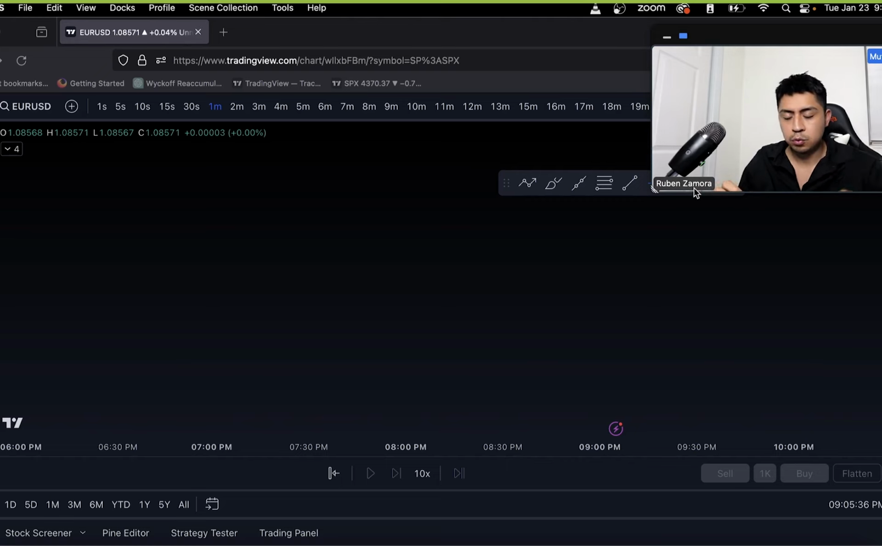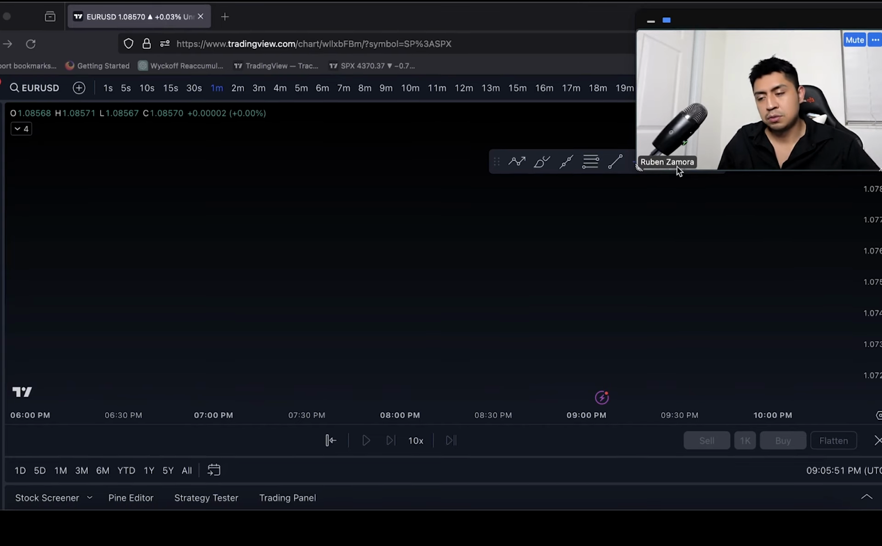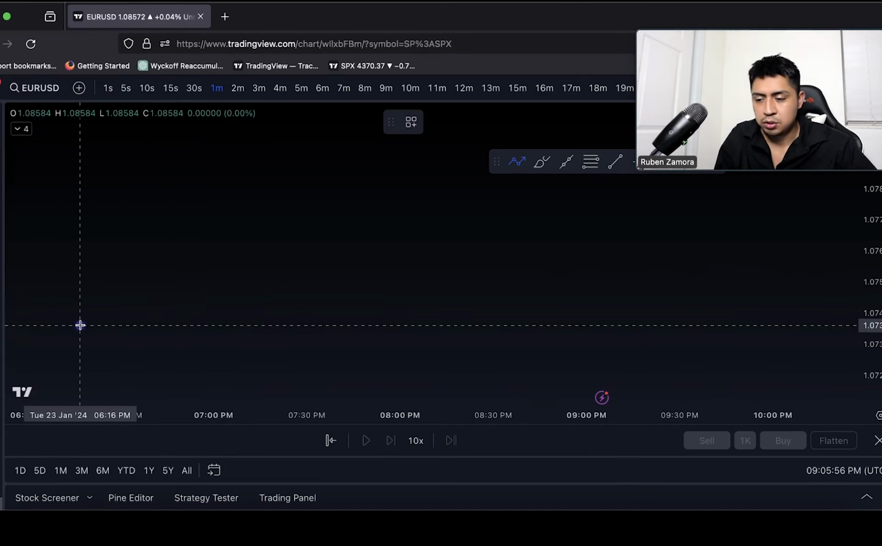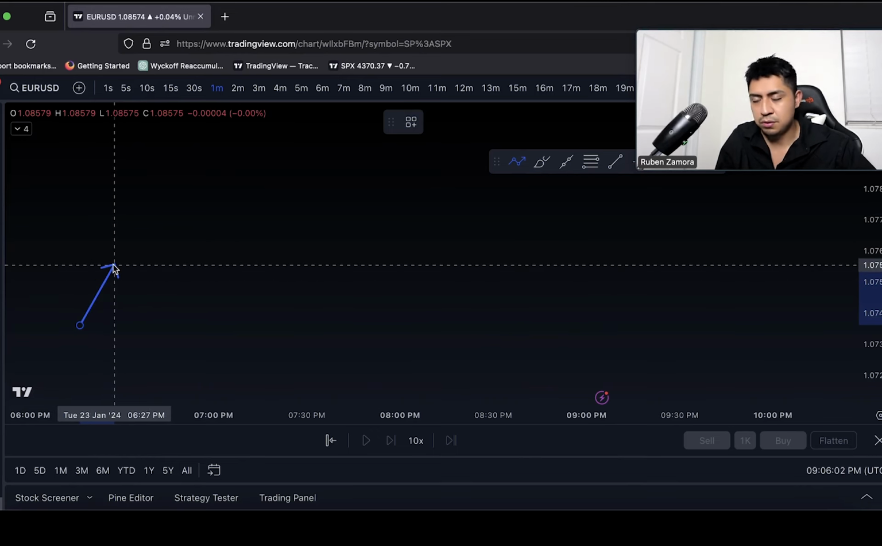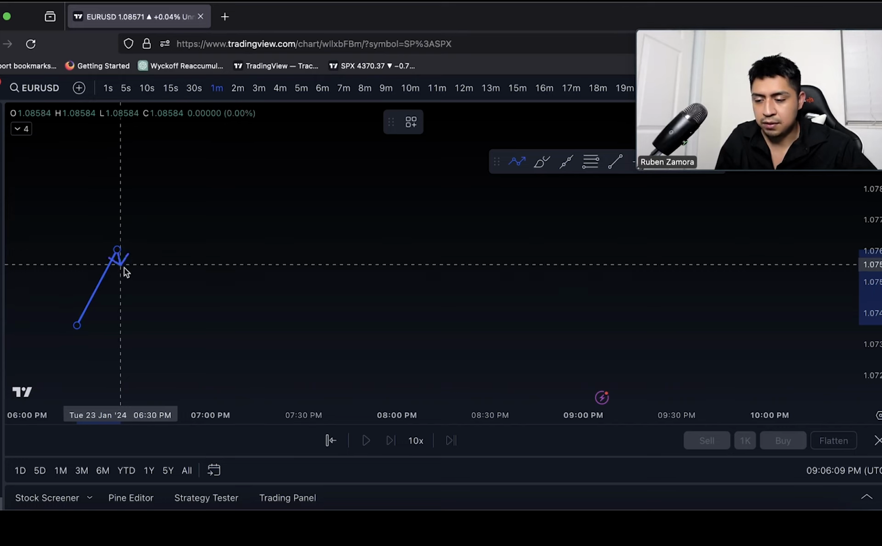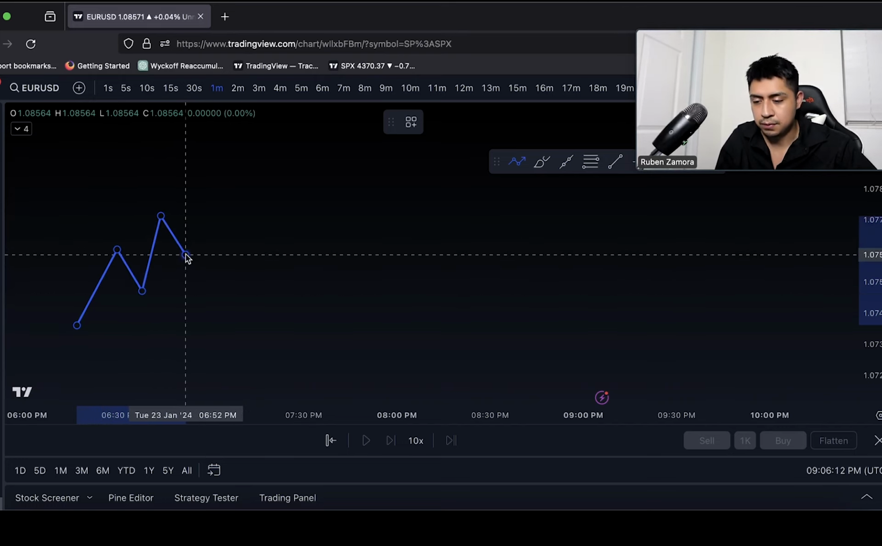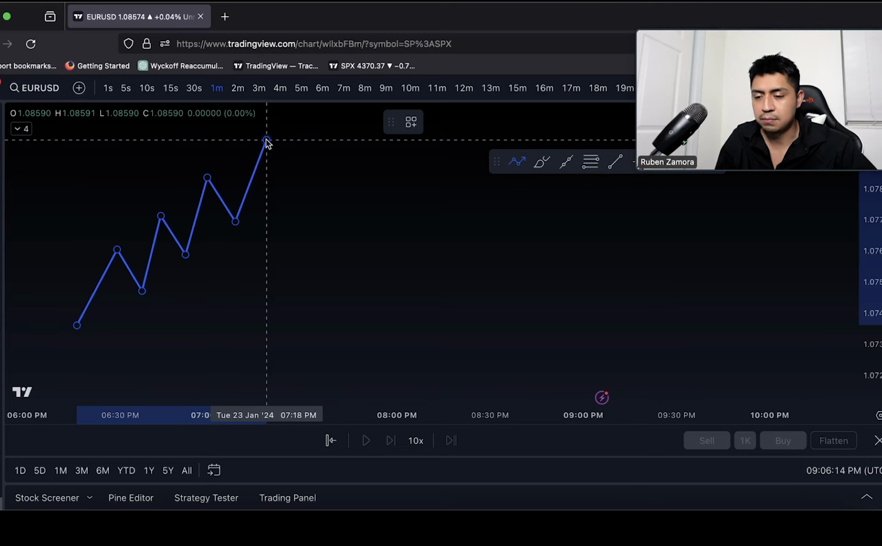You have to know there are 3 types of market structure: an uptrend, a downtrend, and a range. Let's get onto my chart and do some drawings. On the left hand side, you might have seen this on other videos, but today I'm going to show you the much more simplified version. We have an uptrend: higher high, higher low, higher high, higher low, higher high, and higher low.